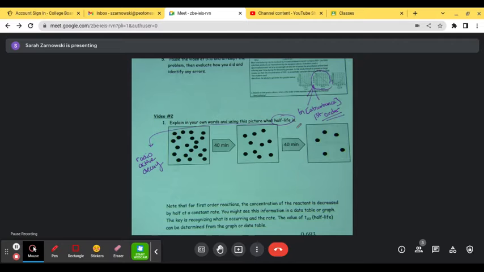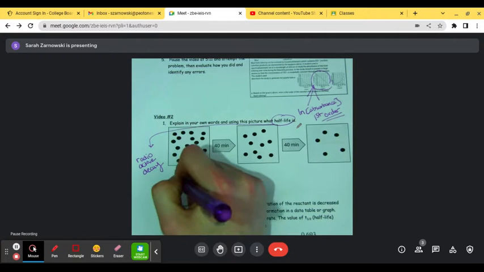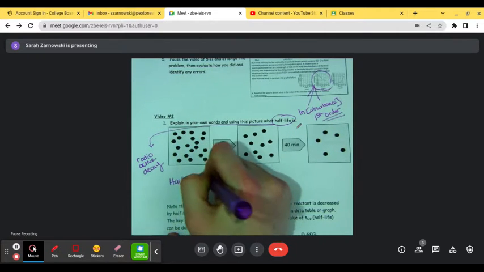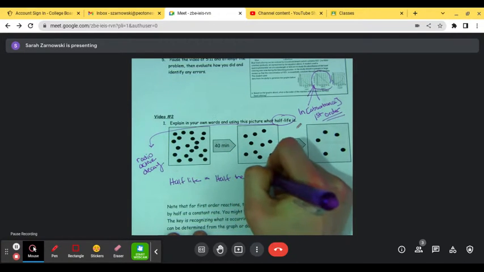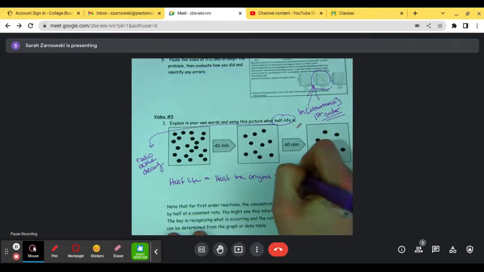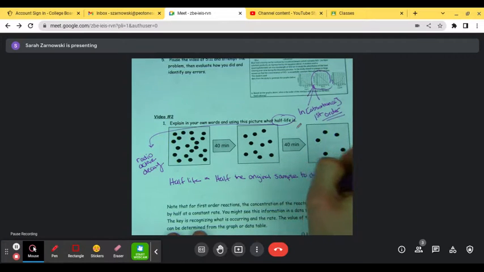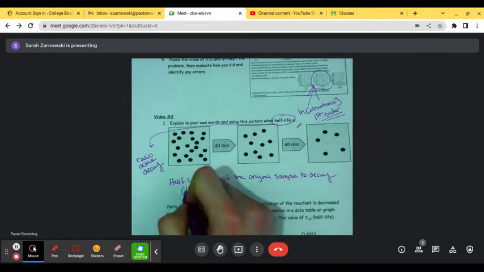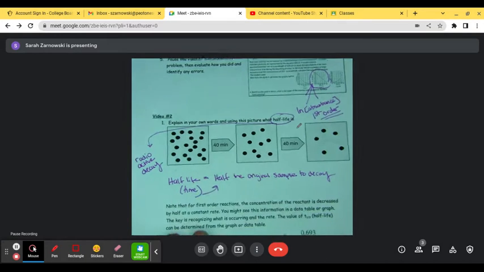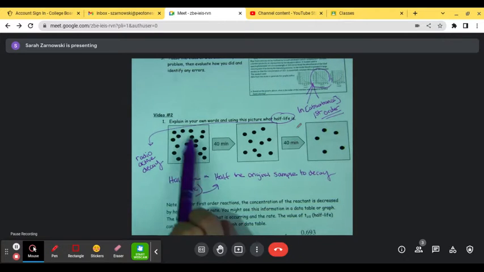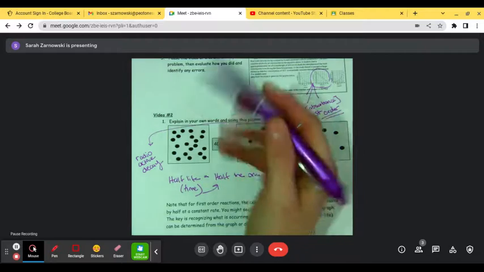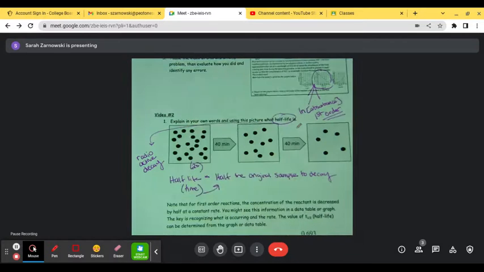For half-life, the definition of it is the time for half the original sample to decay. So in these pictures here, if I was going to count up all these dots of particles that I have, it actually comes out to 20. So there are 20 dots there. Now, what is half of 20?